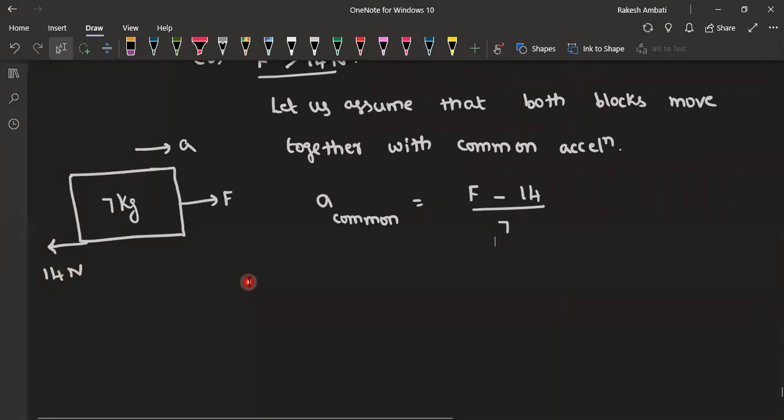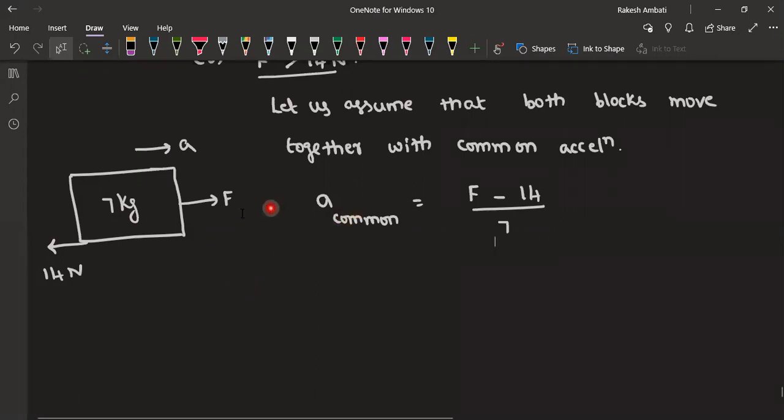So to find Fk here, we'll use the formula mu m g, right? And m is 2 plus 5. That's 7, right? Correct.